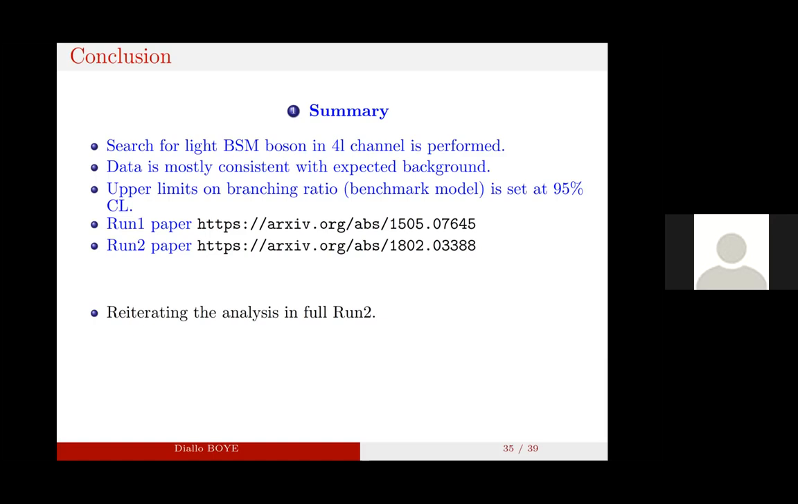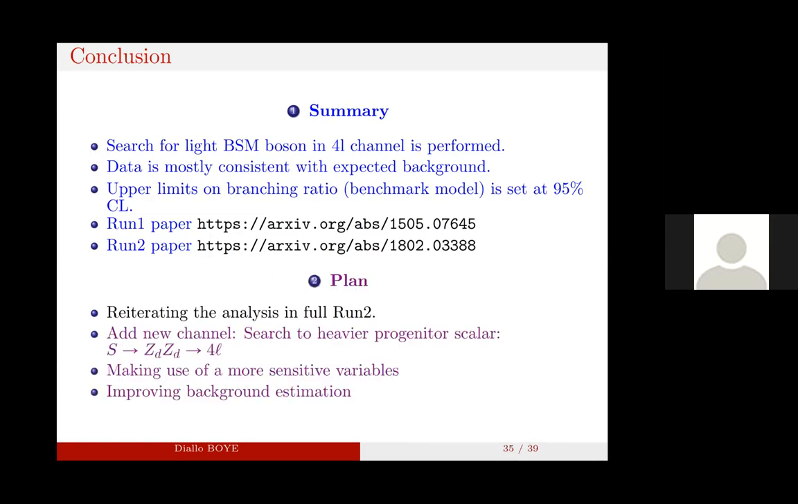Okay, so the data is mostly consistent with the expected backgrounds. So we set limits on the branching ratio at 95% confidence level. The run one paper can be found in this link, and the run two paper can also be found in this link. So now what we are busy with is reiterating this analysis in the full run two.